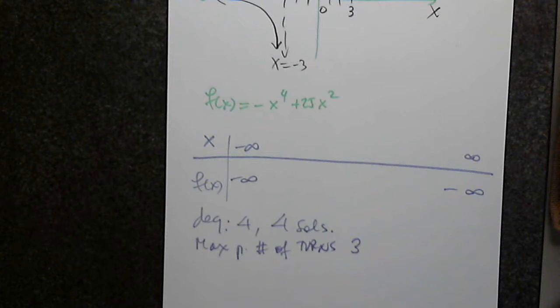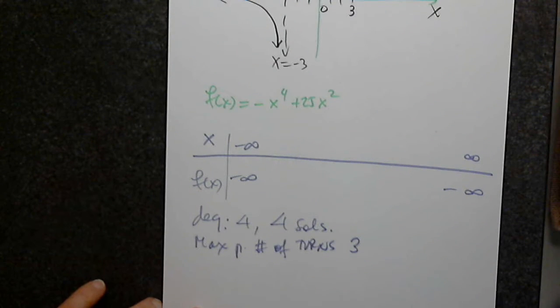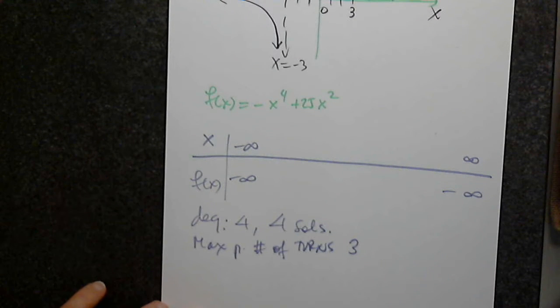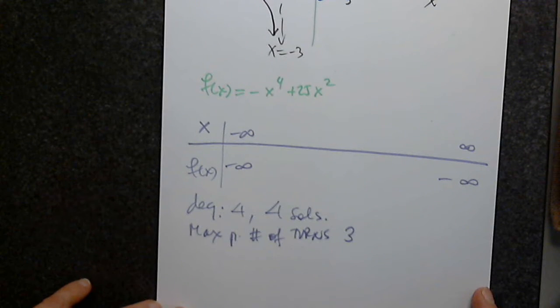What's the end behavior again? It's negative infinity to negative infinity. Yes. How do you get the 3 for the maximum turns? It is the degree minus 1. Oh, okay. The degree is 4. Degree minus 1 is the maximum possible number of turns. It doesn't have to turn 3 times, but it cannot turn more than 3.